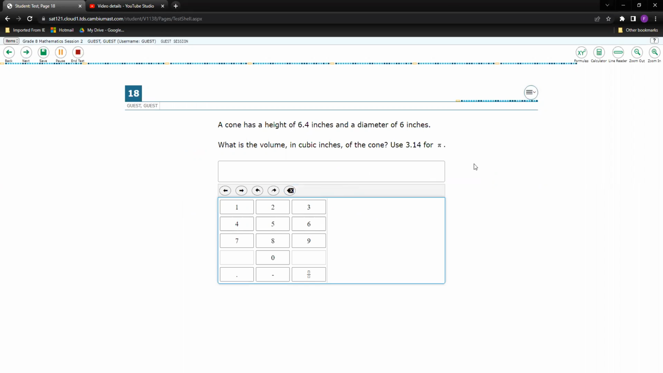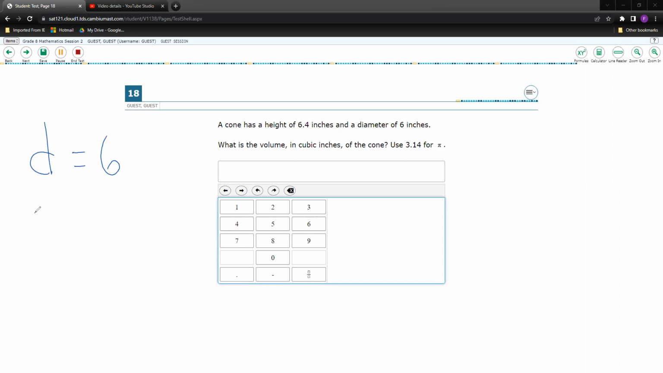A cone has a height of 6.4 inches and a diameter. We just need to remember that we need to square the radius. The diameter is 6. The radius is 3, then it's half. So we need to do radius squared times the height divided by 3 because it's a cone, times pi, which is 3.14. Make sure that's a division.